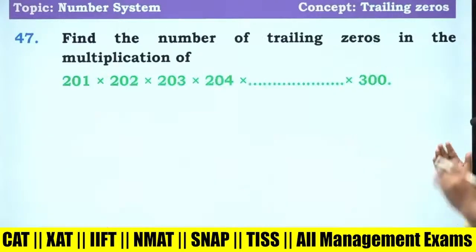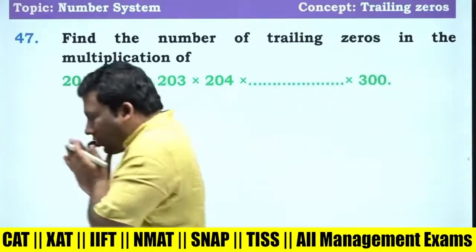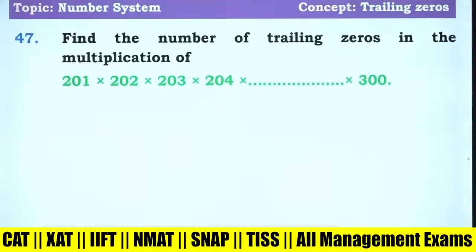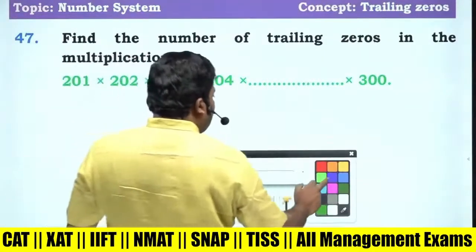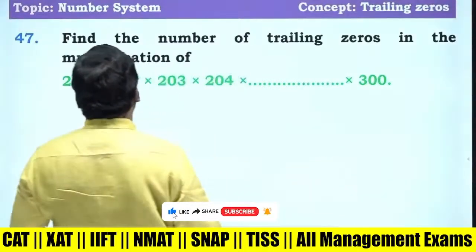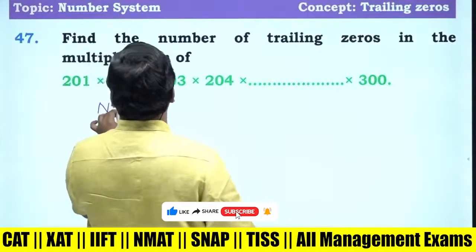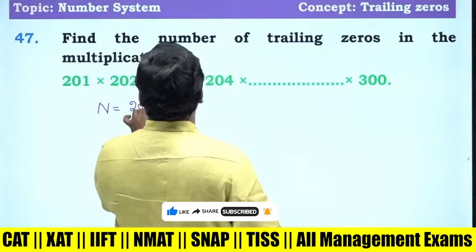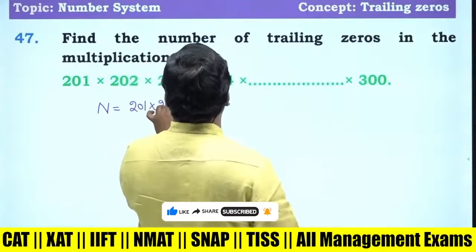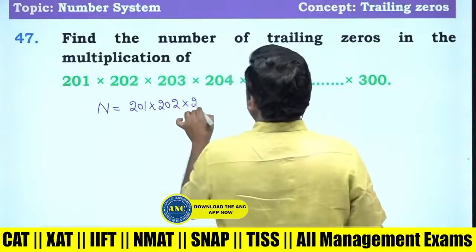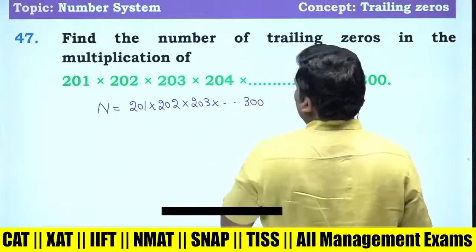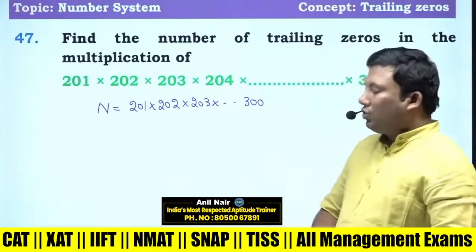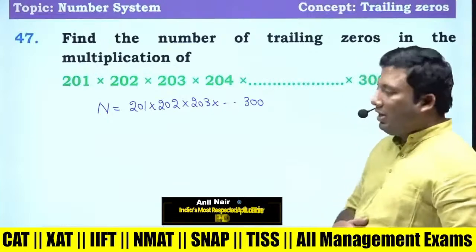Please try to solve it. See this question. Find the number of trailing zeros. I want the number of zeros at the end. In the multiplication of these also we discussed in session number 1. 201 into 202 into 203 and so on up to 300.